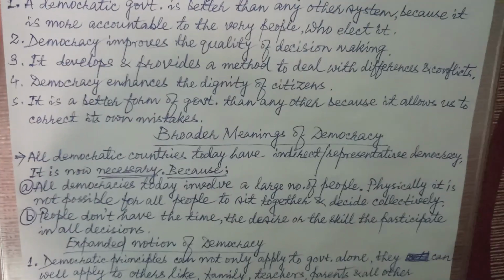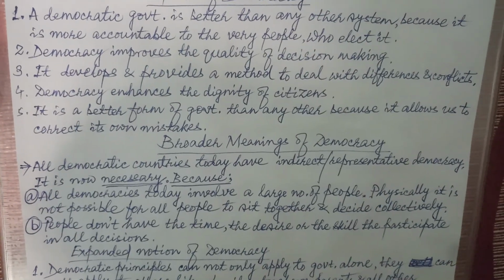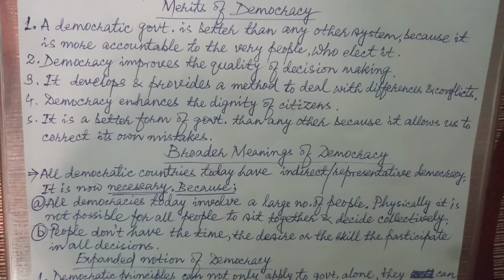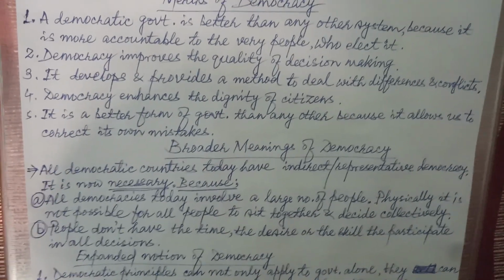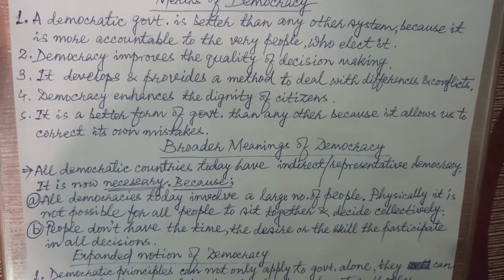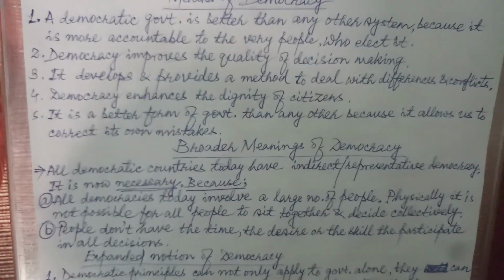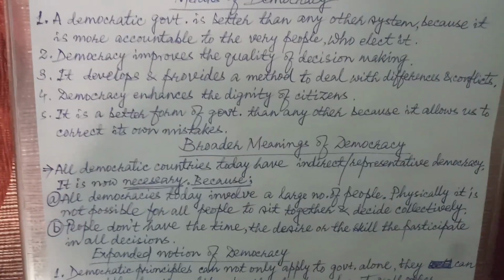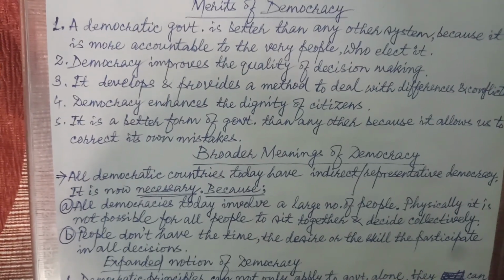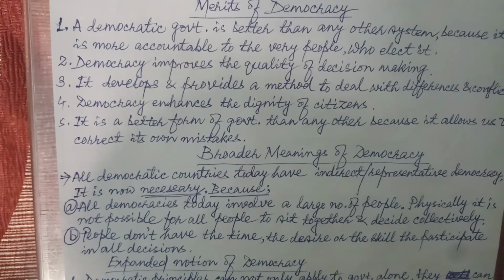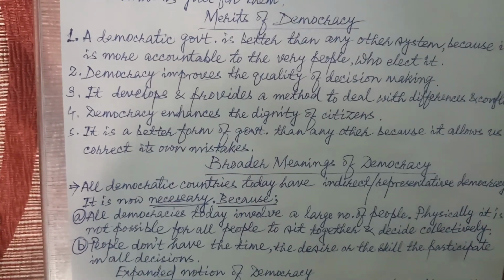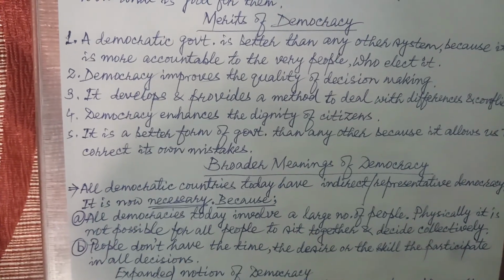Now coming to the last part of our discussion in this chapter, broader meanings of democracy. You know, each and every country today on the earth has a huge population. Yes or no? All democratic countries today have representative democracy, otherwise known as indirect democracy. What is its meaning? That means in no democratic country do people directly participate in decision making. All the decisions are taken by the people indirectly, that means through the representatives elected by them. Yes or no?